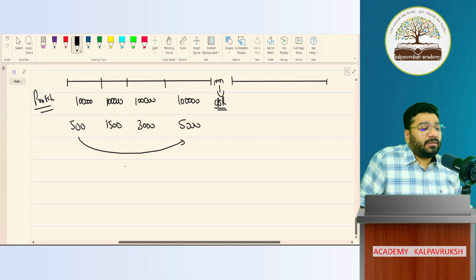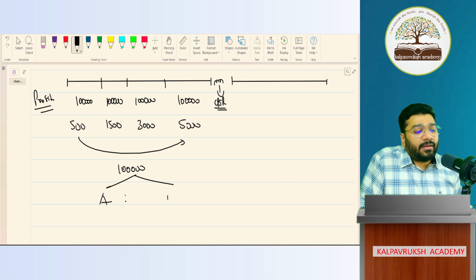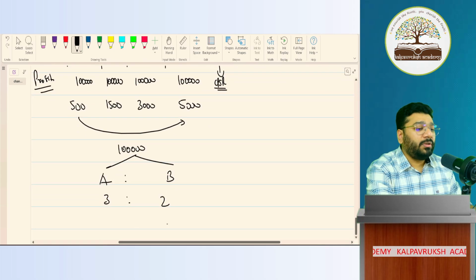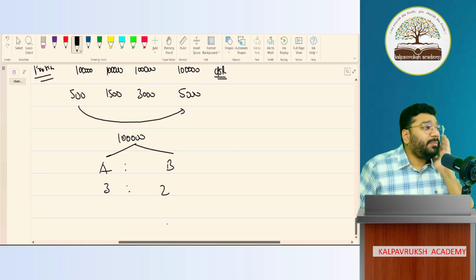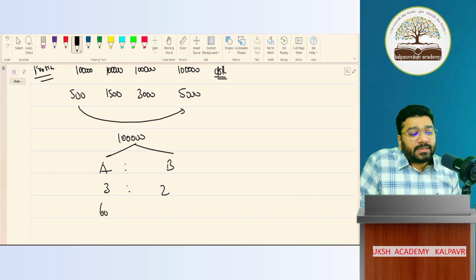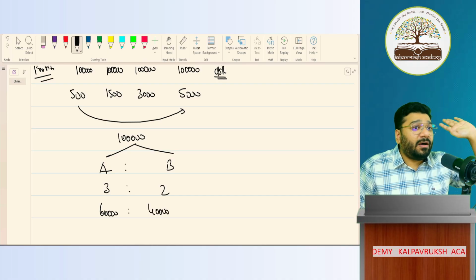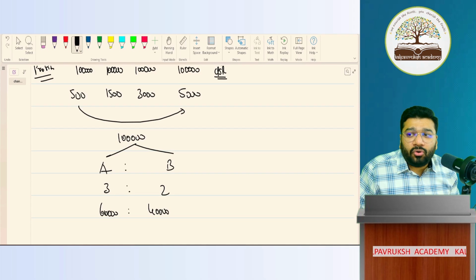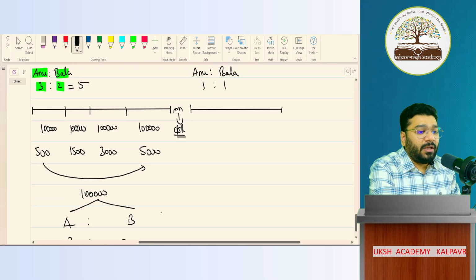Well, in that case, this 1 lakh rupees profit should be split between Anu and Bala in what ratio? Anu and Bala, 3:2. Who said 2:3? It is 3:2. So can you split 1 lakh in the ratio 3:2 and tell me? 60,000 and 40,000, which means whatever profit they made every year, Anu took 60,000, Bala took 40,000. Then what happened?